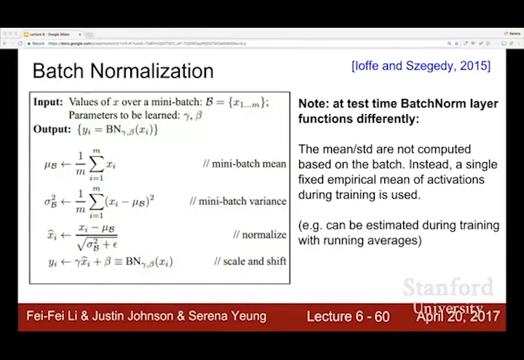Okay, so the last thing I want to mention about this is that at test time, for the batch normalization layer, we take the empirical mean and variance from the training data. So we don't recompute this at test time. We just estimate this at training time, for example using running averages, and then we use that at test time. So we're just going to scale by that.